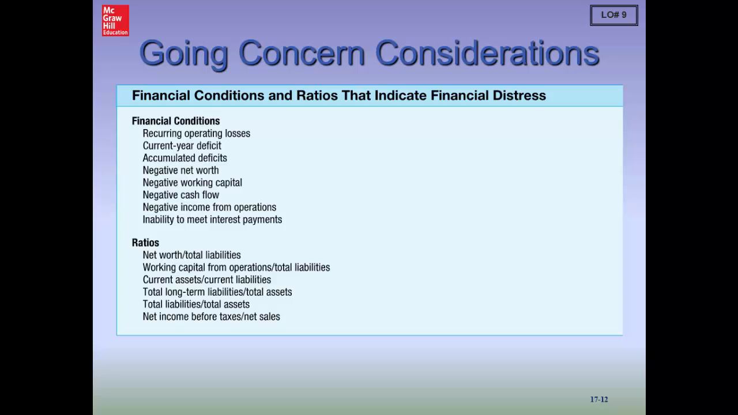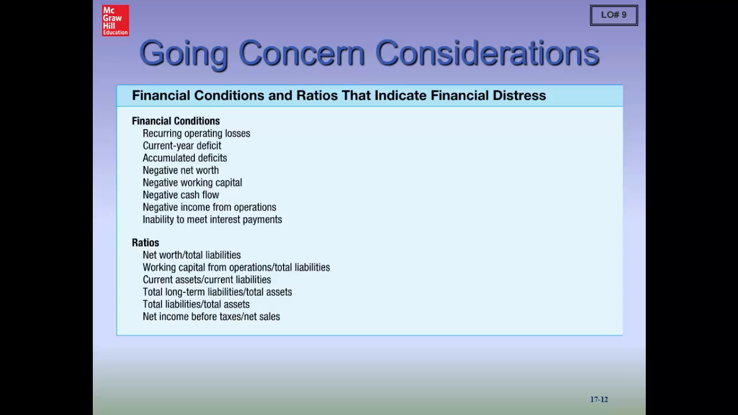Perhaps recurring losses, current year deficit, negative net worth. We want to consider some of these ratios, net worth to liabilities, working capital. All of these general ratios will help us come to the conclusion whether or not this is in fact a going concern, which is a definition of an organization as a going concern, or in fact if we have doubt that the organization is going to continue as a going concern in the subsequent period.